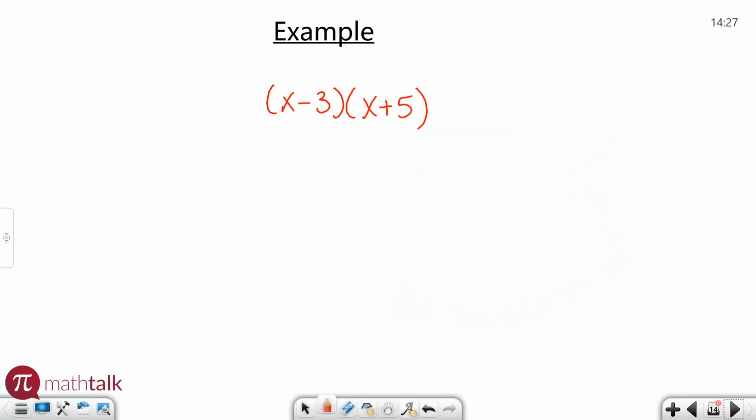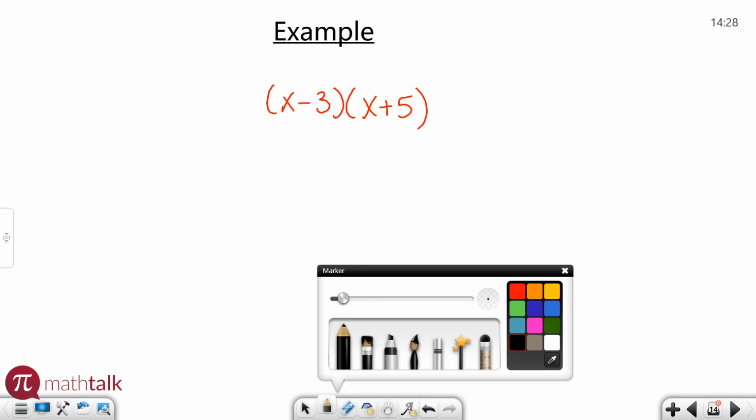So we have two binomials, and that's really what you need. Binomial meaning each parenthesis has two different terms. We have an x and a -3, and an x and a +5. So we're going to use the FOIL method and multiply this out, and then we're going to simplify it together. I'm going to change colors here to make it a little easier to see.